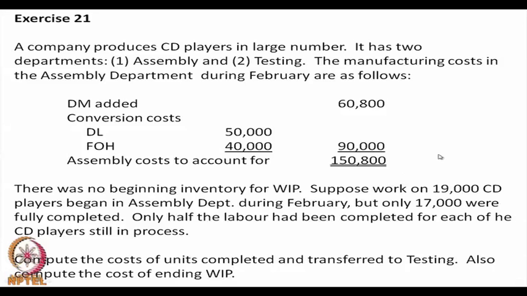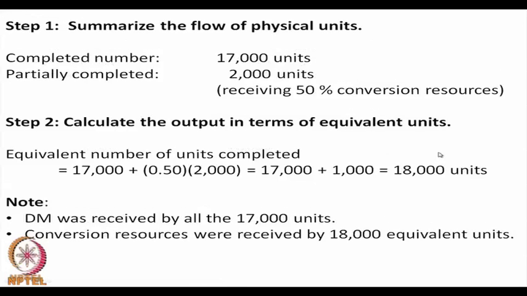This is the question. Now, we once again follow the 5 steps that we had discussed in our previous class on process costing. Completed number is 17,000, partially completed 2,000, each receiving 50% conversion. Therefore, the equivalent number is 17,000 plus 50% of 2,000, that came to 18,000 units. So, DM was received by all the 17,000, but conversion resources were received by 18,000 equivalent units.